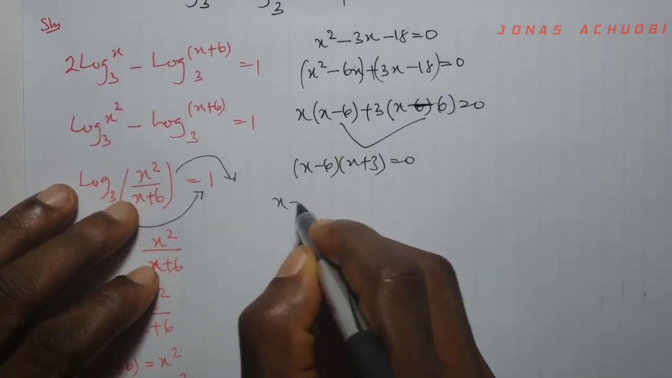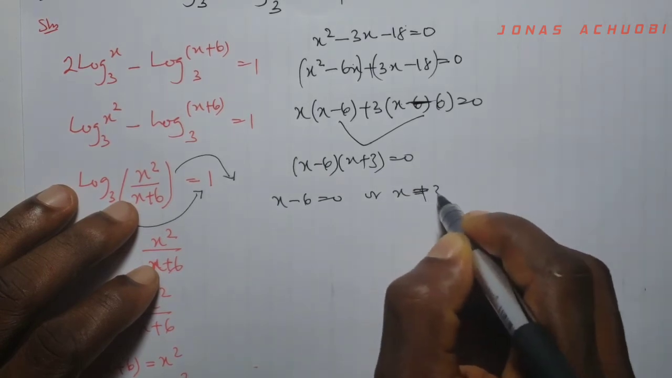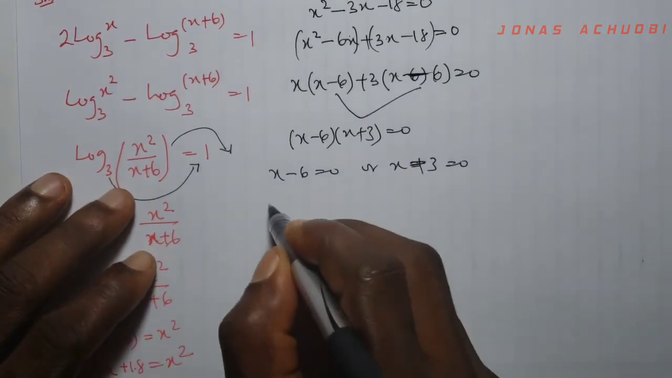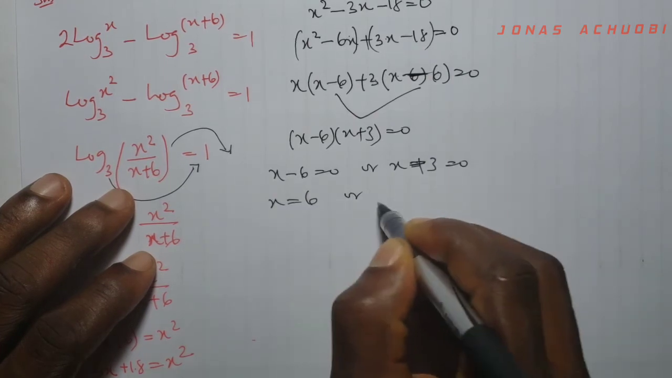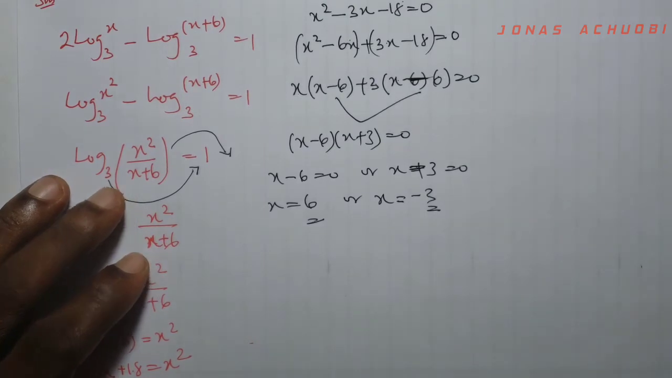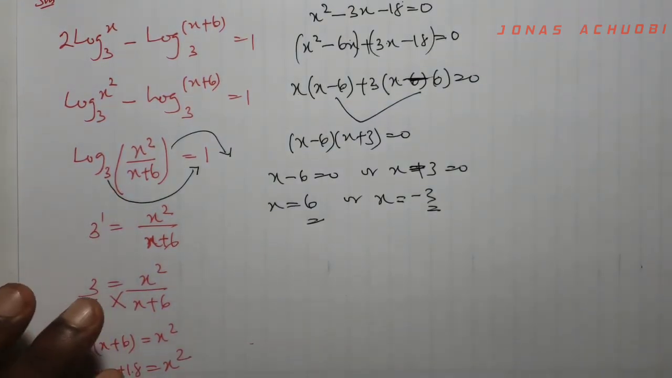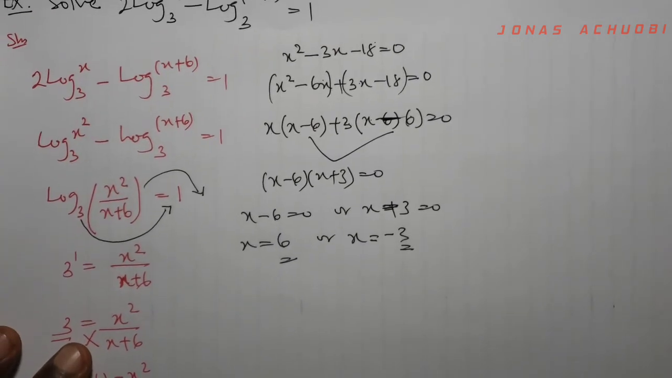So that means we have x minus 6 equal to 0 or x plus 3 equal to 0. So x equal to 6 or x equal to negative 3. So we don't stop there. We must check to see if both of them are solutions or just one of them is the true solution.